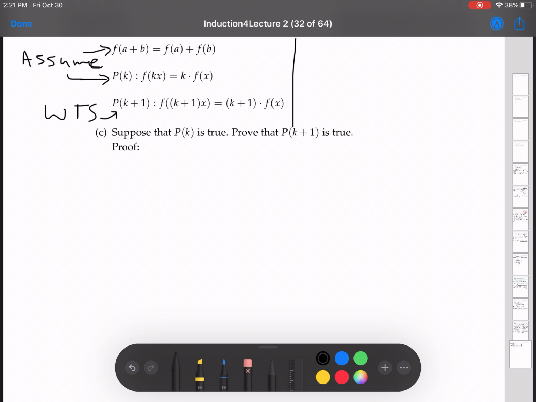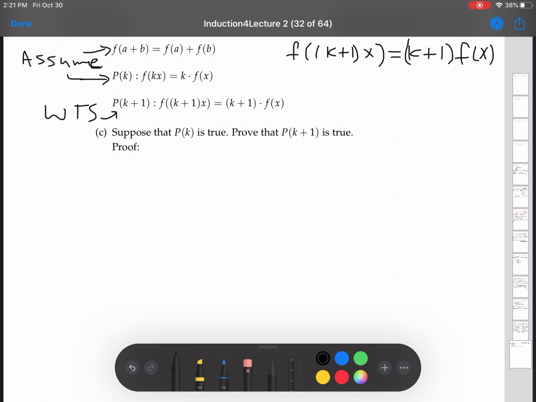All right, so before we get going, let's do a little scratch work. So what I would do is I would first write out something like, let's put this over here. Let's say f of, so you write out what you want to show. F of k plus 1 x equals k plus 1 f of x.